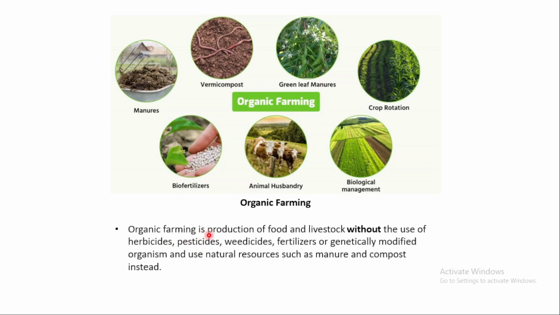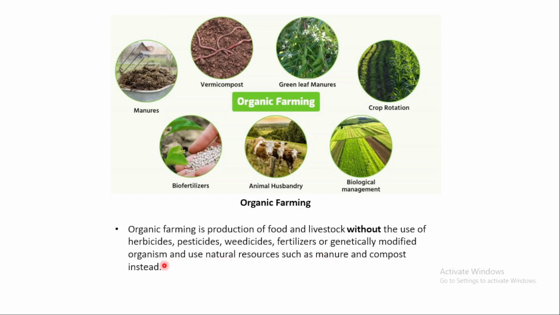So by definition, organic farming is the production of food and livestock. Livestock means cattle. And any food crops without the use of chemicals like herbicides, pesticides, weedicides, fertilizers, or genetically modified organisms, and use natural resources such as manure and compost.